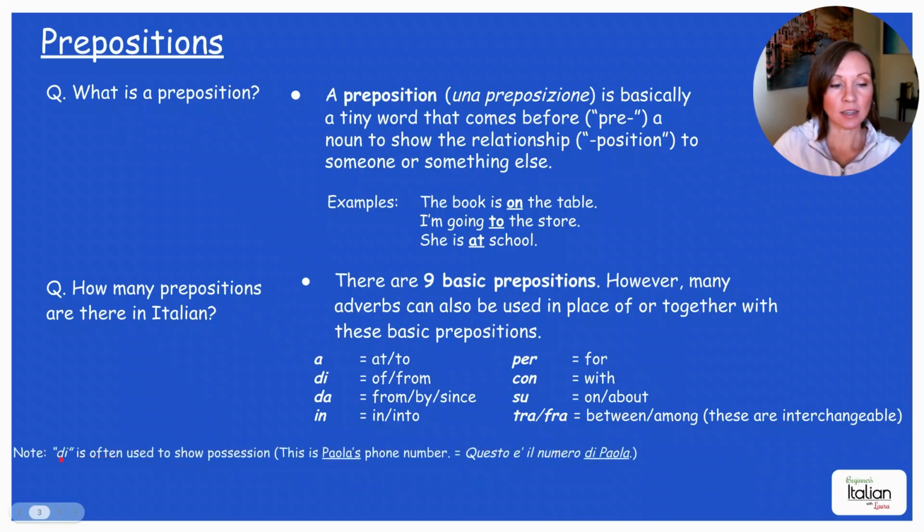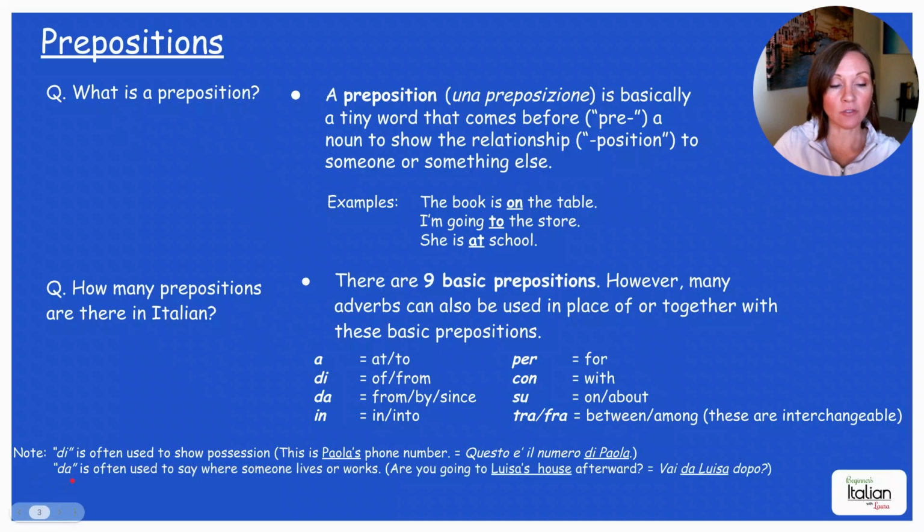Note, di is often used to show possession. Okay, so we don't have apostrophe S in Italian like we do in English to show possession. So in English, we'd say, this is Paola's phone number. But in Italian, we would say, questo è il numero di Paola. Okay, so di Paola is the same as saying Paola's phone number.